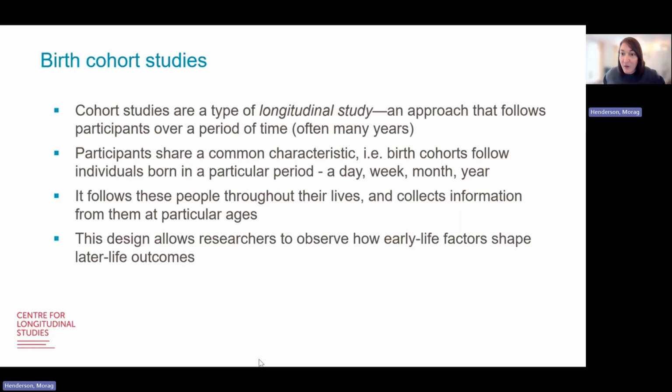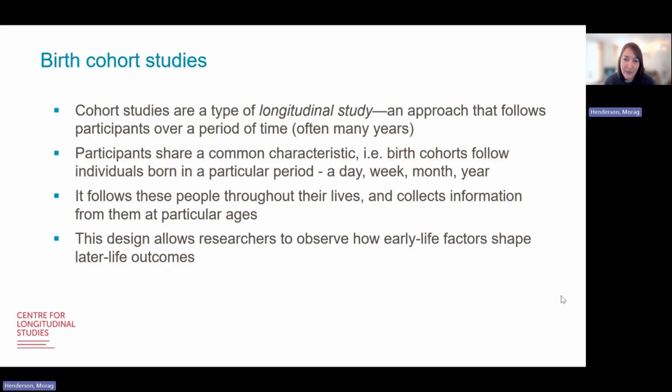Okay, so what are cohort studies? Well, cohort studies are the types of longitudinal studies that follow participants over a period of time. Often, like our cohort studies, they're over many years or even a whole lifetime. Participants share a common characteristic. So, for example, birth cohorts follow individuals born in a particular period, sometimes a day, a week, a month, or a year. But other cohort studies might share a similar characteristic, like a particular occupation or a particular disease, for example. So these studies follow people throughout their lives, collecting information at particular ages, and they're often referred to as prospective studies.